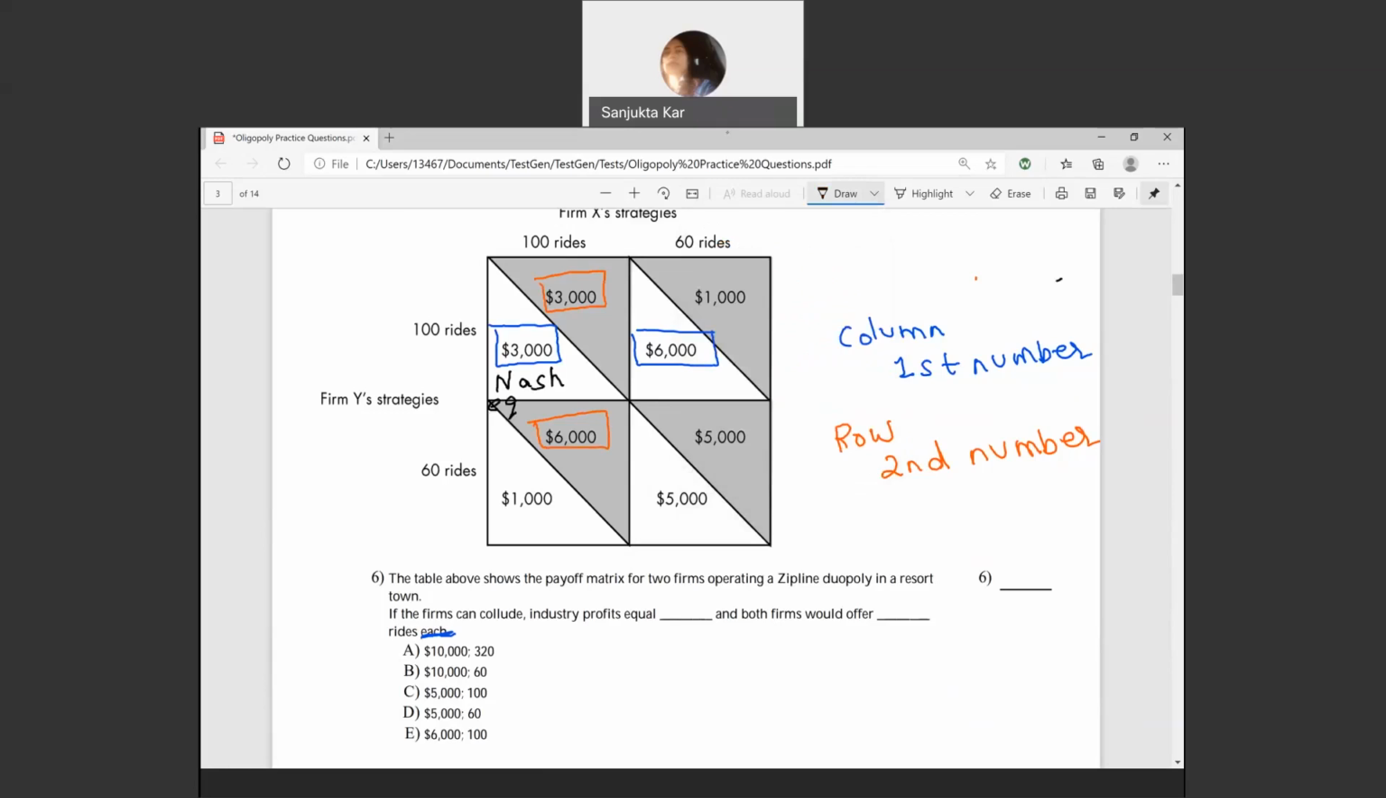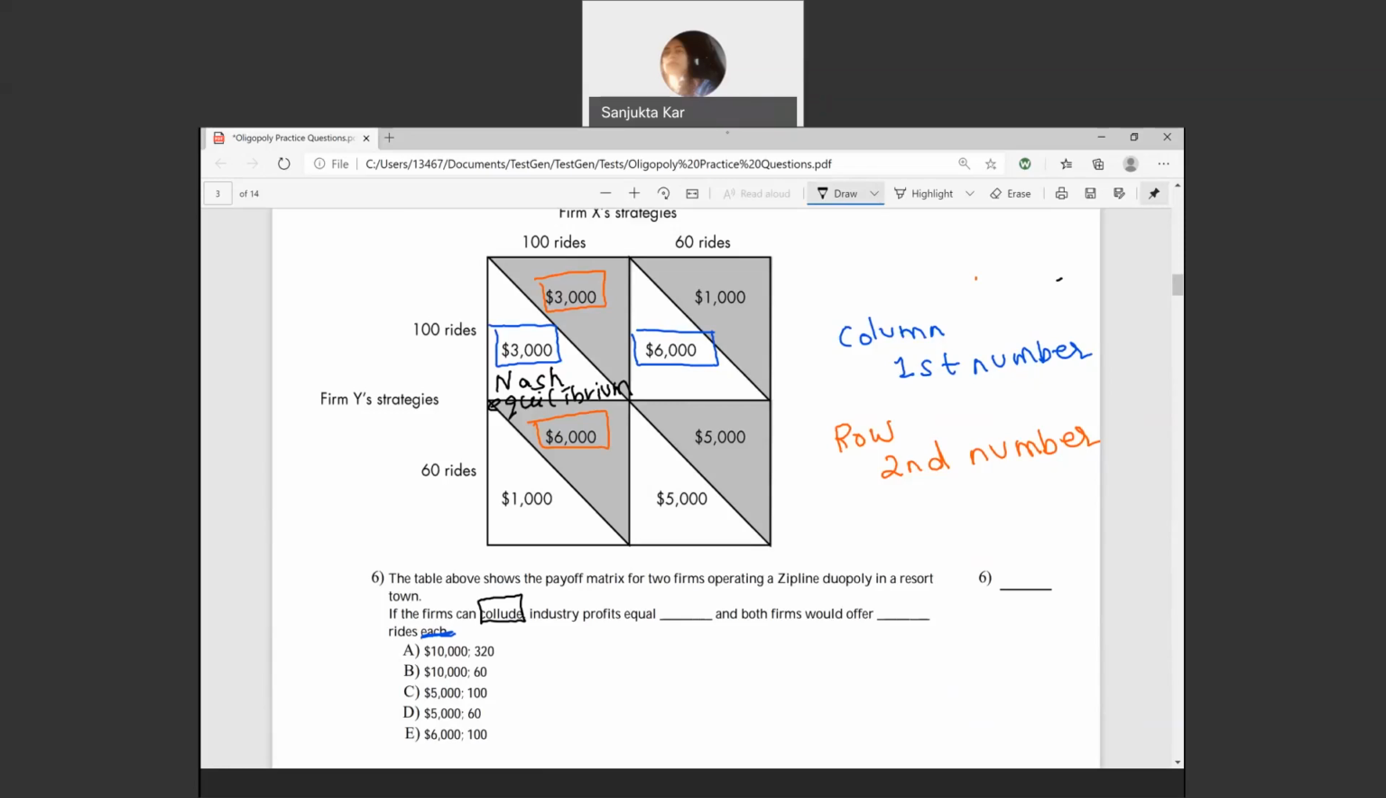That means whatever your strategy is, your rival does not want to deviate. However, what is this question asking you? This question is asking me if firms can collude. That means they want to collude and they want to behave as a monopolist. Why would they do that? Because they definitely want to increase their industry profit or individual profits. So if they collude, they would choose a better outcome than the Nash equilibrium outcome.